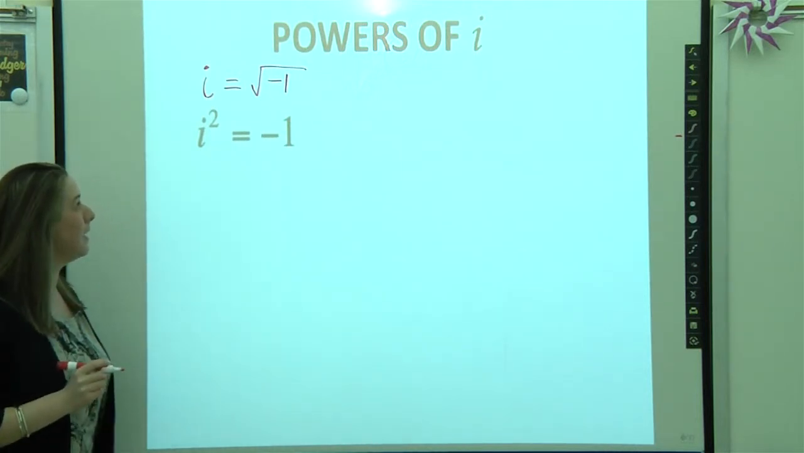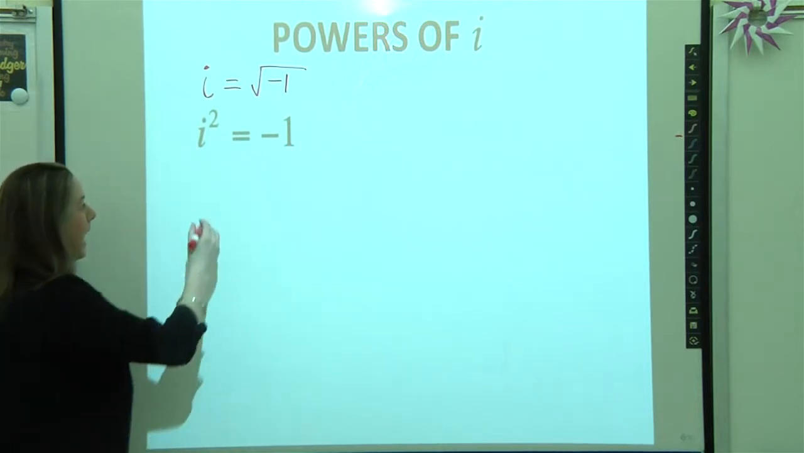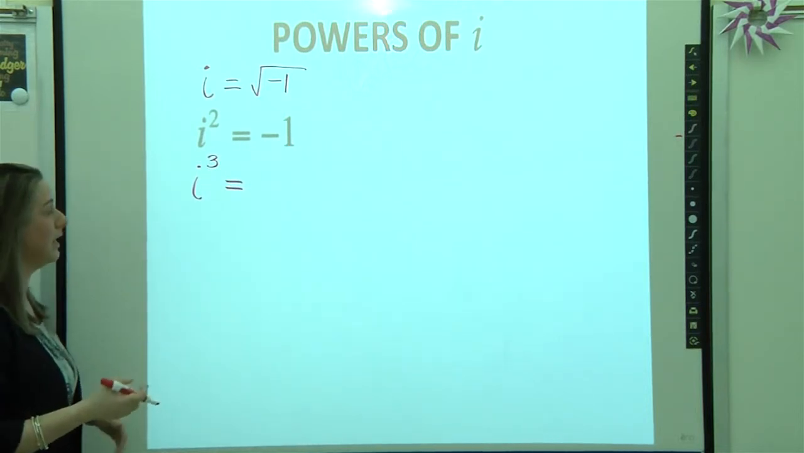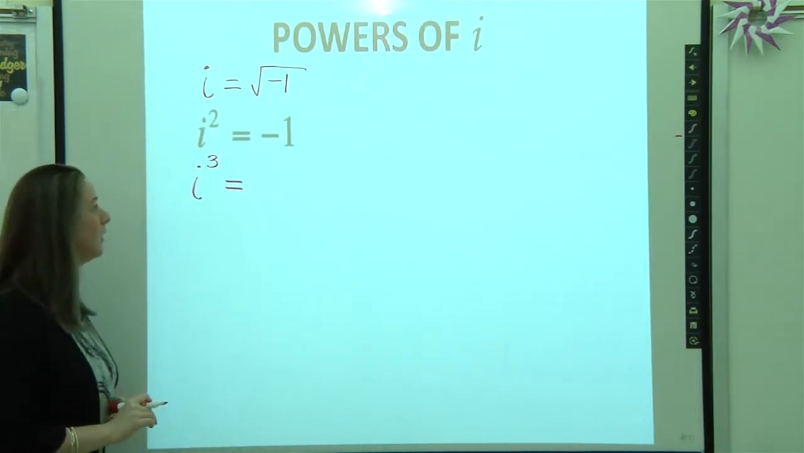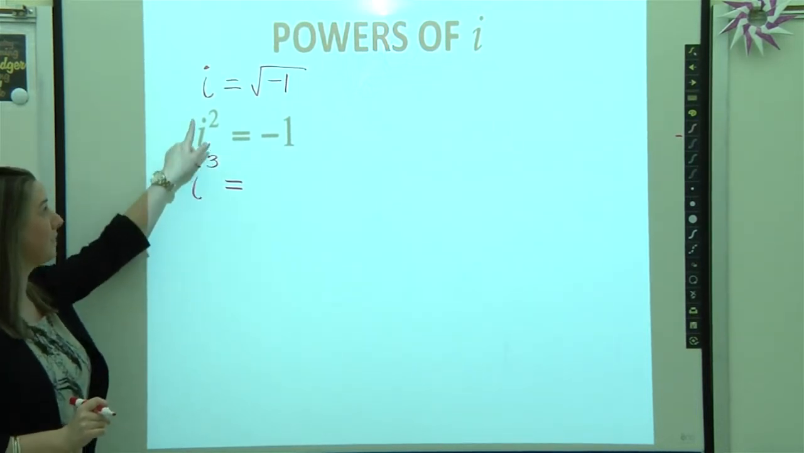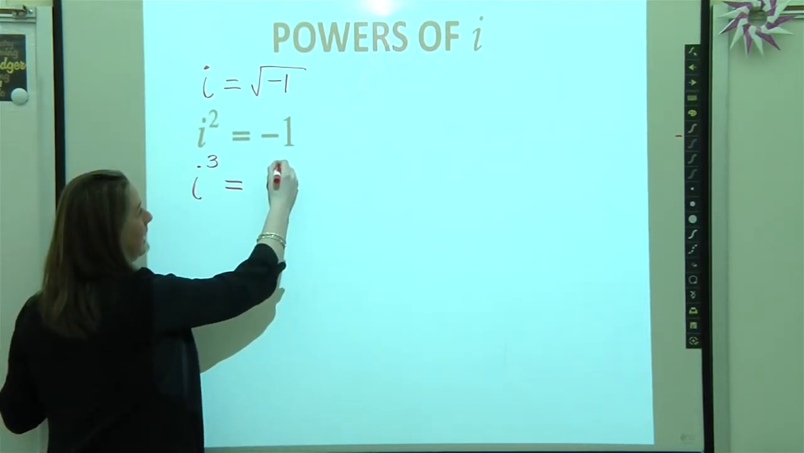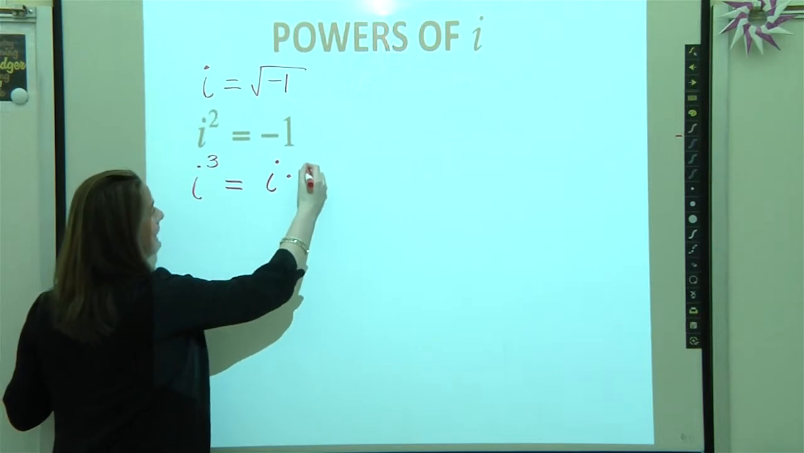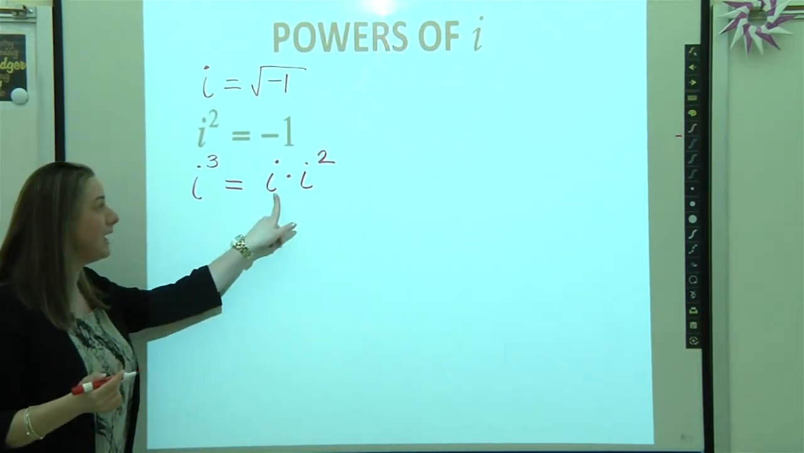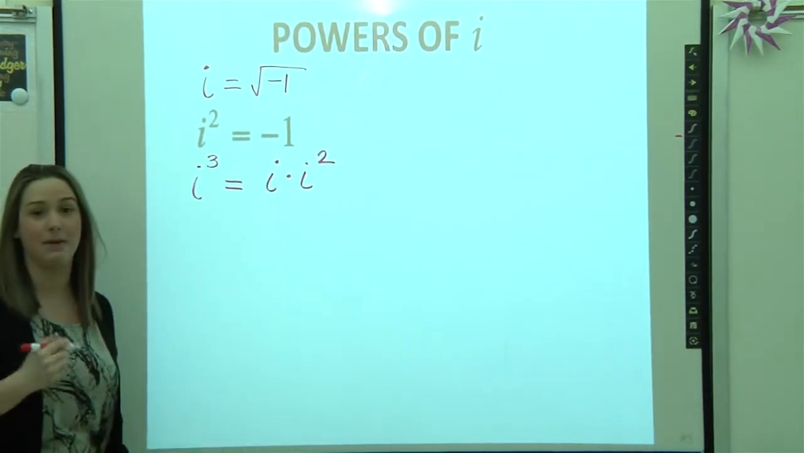So if I think about other powers of i and how I can build this, I want to ultimately be able to think about now i to the third power and i to the fourth and so on and so forth. So if I think about how I can build to this just using i and i to the second, I can think about this as i times i to the second, because when you have the same base, you can add the exponents. So 2 plus 1 is going to give me my 3.